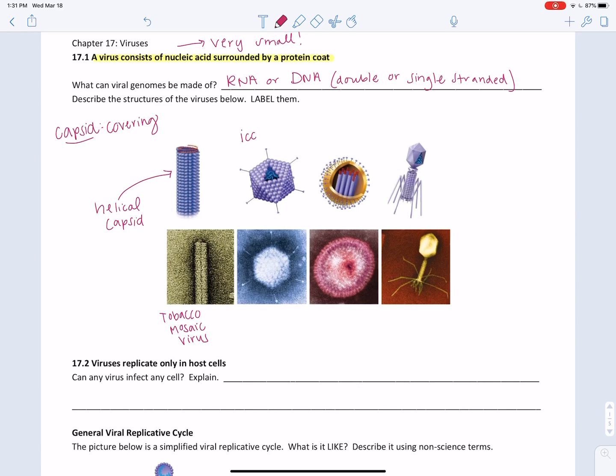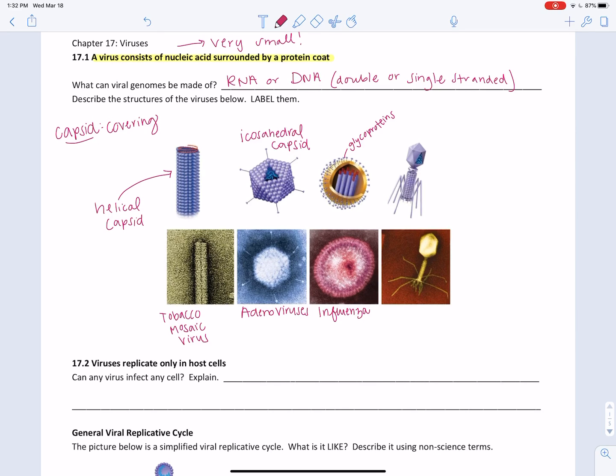Then we have an icosahedral capsid. Sorry, not capsule, capsid. And that's because its capsid has this triangular structure to it. An example of this are these adenoviruses. Then we have our influenza viruses, which we'll talk about a little bit later. But you can see that they have an envelope with some glycoproteins. So that's these little guys sticking out, and we will talk about those guys.